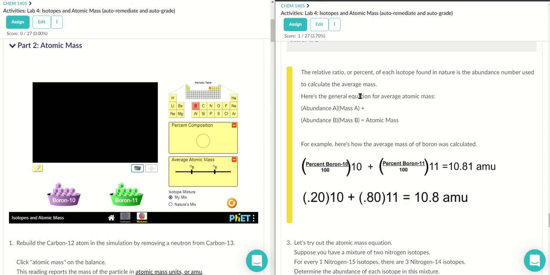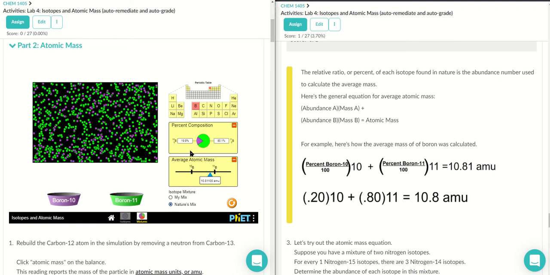I was about to end the video, but I kind of want to talk through this equation here. So let's talk through it and then we'll end. So the relative ratio of each isotope is basically whatever percentage you have. So remember in nature, if you go to nature's mix, it tells you the percentage here. And I know that's kind of hard to see, but if you are on your own screen, looking at the sim and it's not so small, it tells you the percentage right here in this percent composition box.